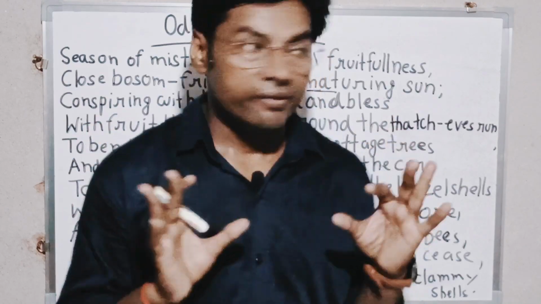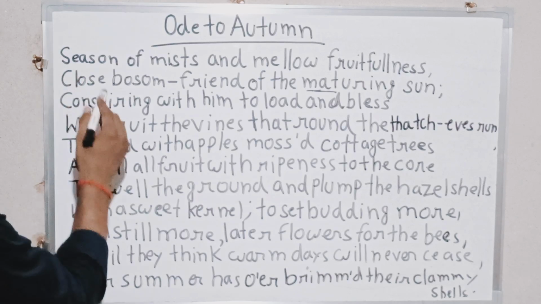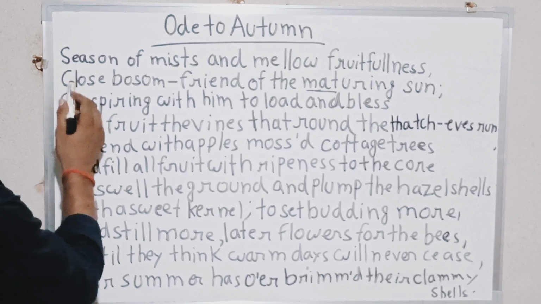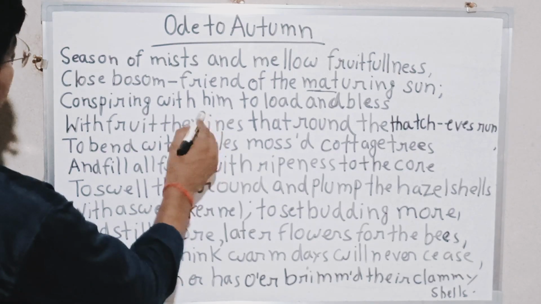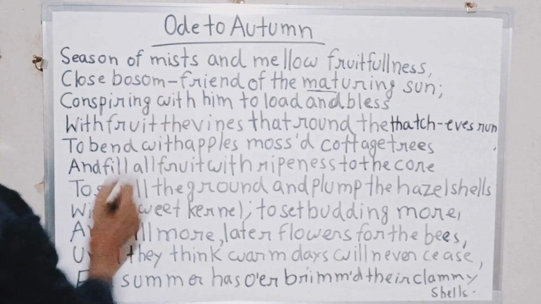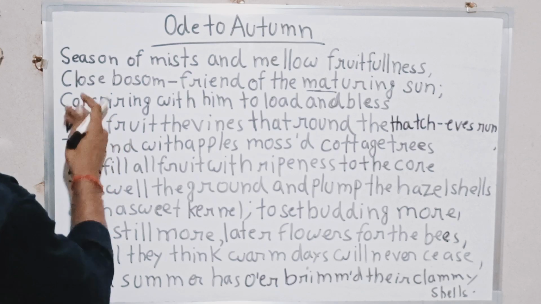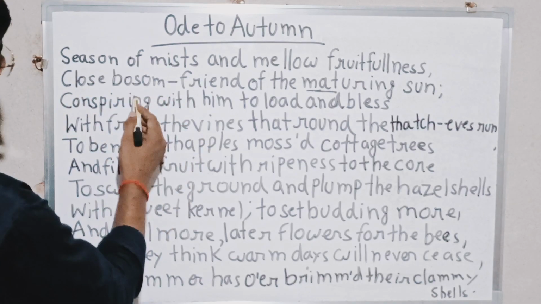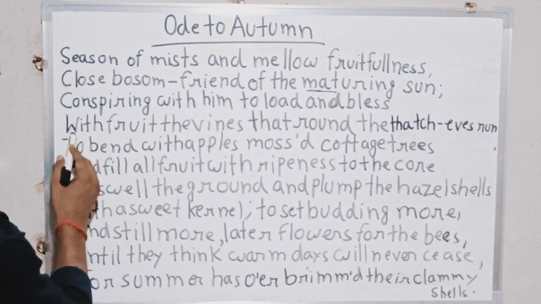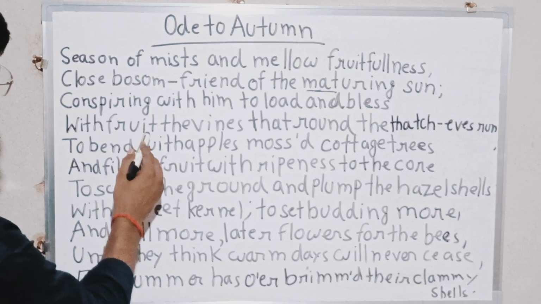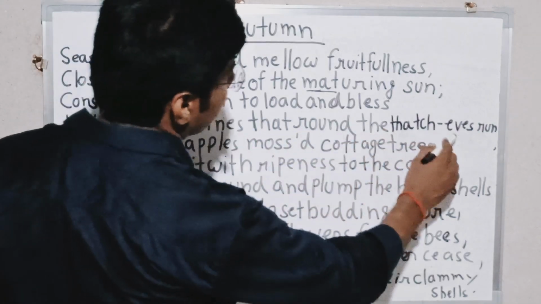Which one? Conspiring. So he says that the autumn and the sun, since they are close friends, together have made a plan. Conspiring with him. See, conspiring with him. Him here, you remember this, stands for the sun. So here the poet says that autumn has made a conspiracy with the sun, particularly to load and bless with fruits the vines, meaning creepers, that round the thatch eaves run.